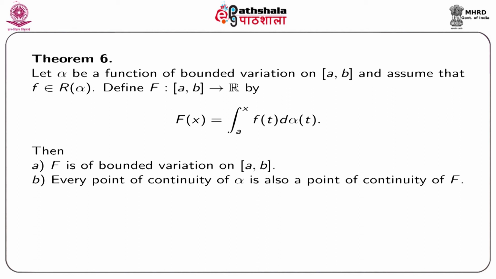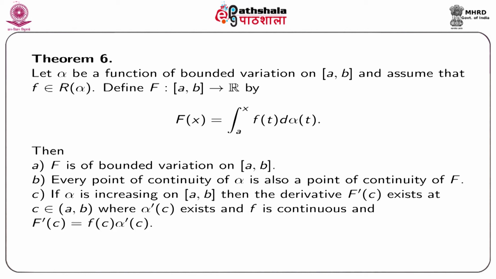Every point of continuity of the integrator alpha is also a point of continuity of capital F. If alpha is increasing on closed interval [a, b], then the derivative capital F dash (c) exists at each intermediate point c belonging to open interval (a, b), where alpha dash (c) exists and the function f is continuous, and capital F dash (c) is actually equal to f(c) into alpha dash (c).